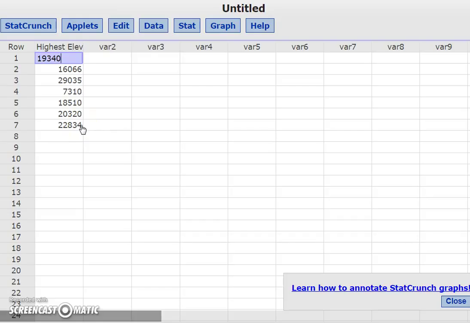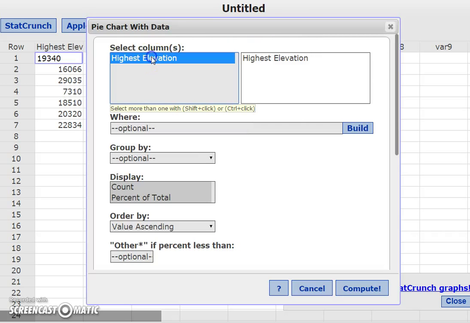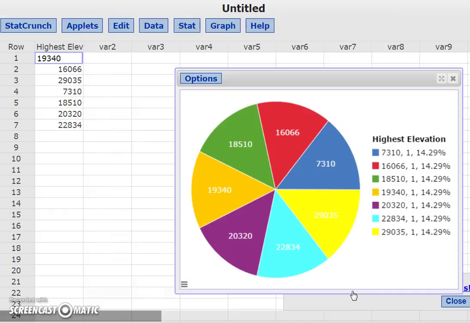So what I wanted to illustrate is how StatCrunch is going to think about this. So go to Graph, Pie Chart, and I'm going to choose with Data. Select my column with highest elevation, and I've got my count in percent, and I'm going to choose Compute. Okay, so let's take a look at what happens.